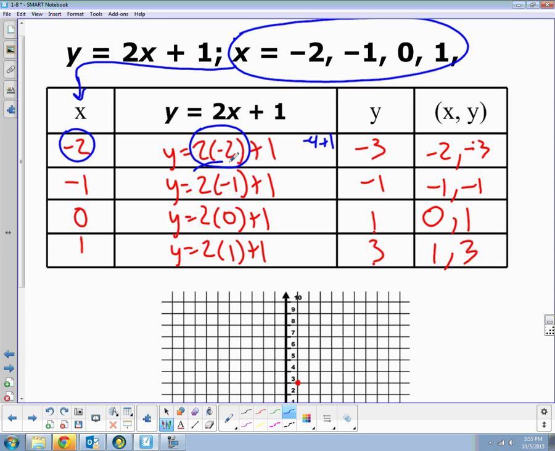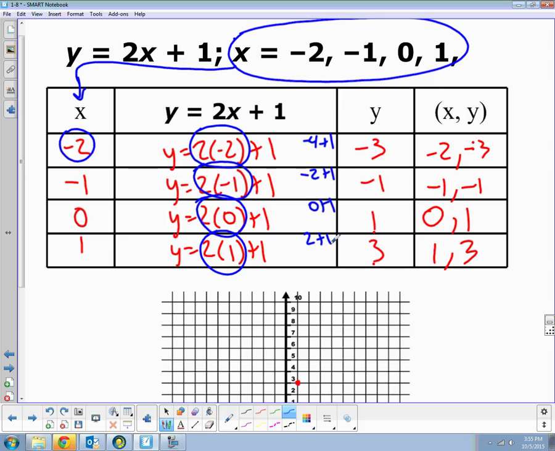Same thing with the next one. 2 times -1, -2, plus 1. It's 2 below, and it gets 1 degree warmer, it's -1. 2 times 0 is 0, plus 1 is 1. And 2 times 1 plus 1 is 3. So that's how I got the y column.